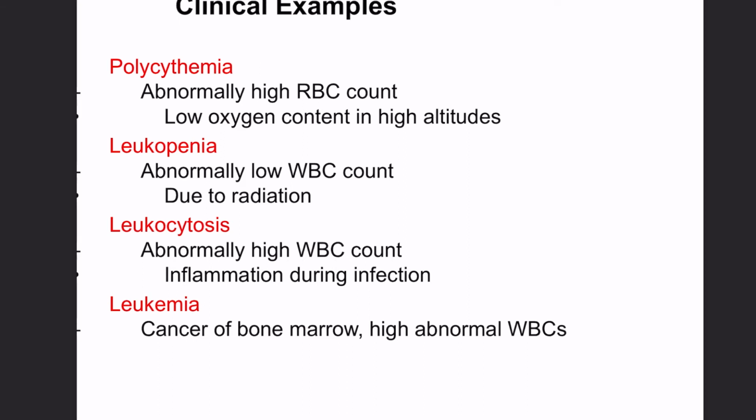Polycythemia is when you have an abnormally high red blood cell count, and this could be due to being in high altitudes for long periods of time where there is low oxygen content. And so what your body does is it takes about 10 days for the body to acclimate to these high altitudes. And it's because we release erythropoietin and we increase our red blood cell count to be able to pick up more oxygen molecules that are lacking in that high altitude environment.